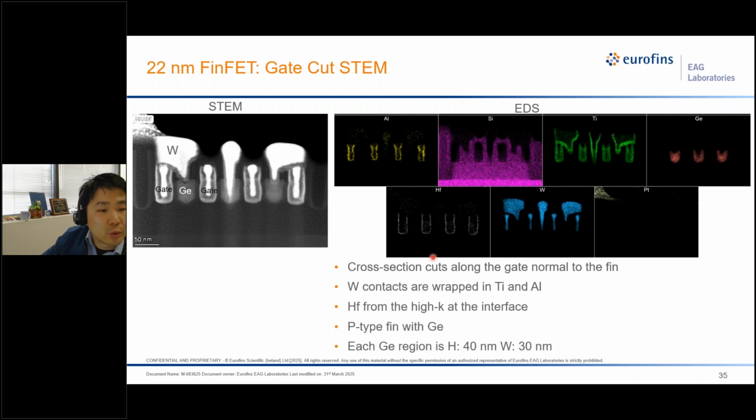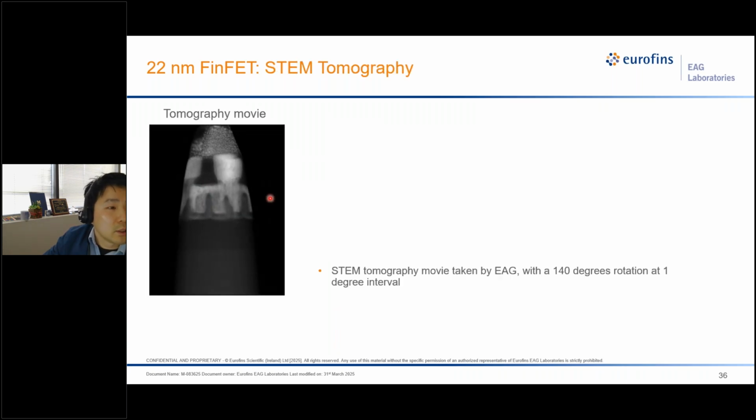Yeah, so the region we would like to analyze will be the SiGe region, approximately 40 by 30 nanometers in size in the cross-section image. So we try to target the SiGe region and prepare a needle-shaped specimen from here. The movie you are seeing on the left is the STEM tomography movie that we took from -70 to +70 degree swinging rotation at 1 degree interval.